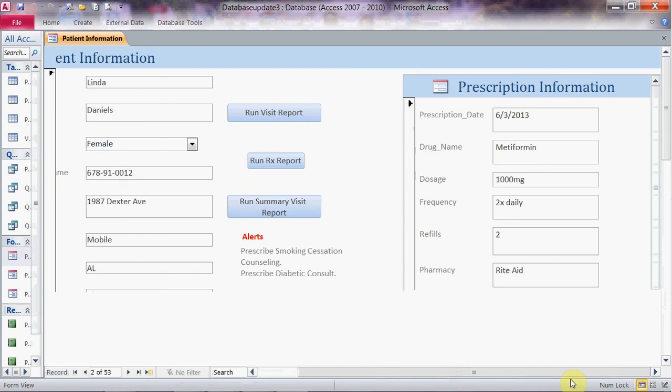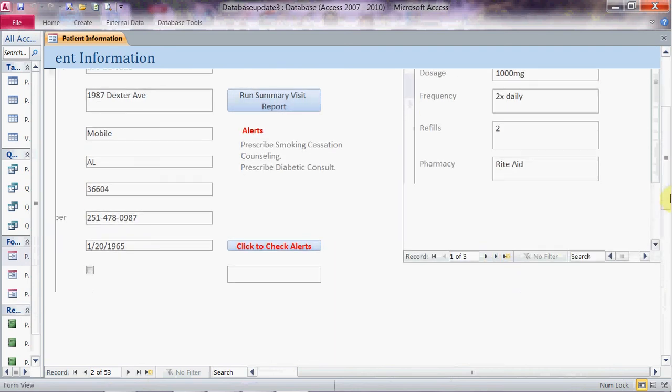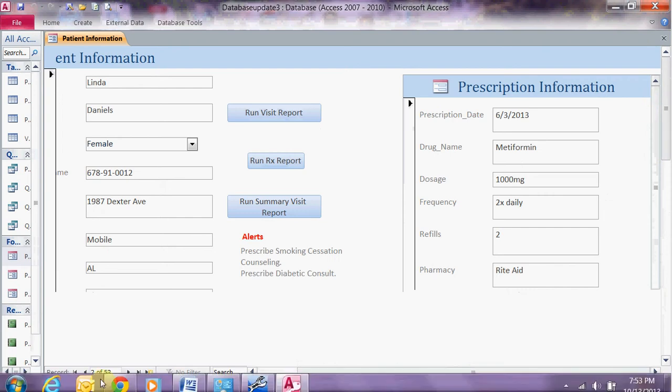Ms. Daniels also was prescribed metformin as one of her medications. Let's look at our third patient.